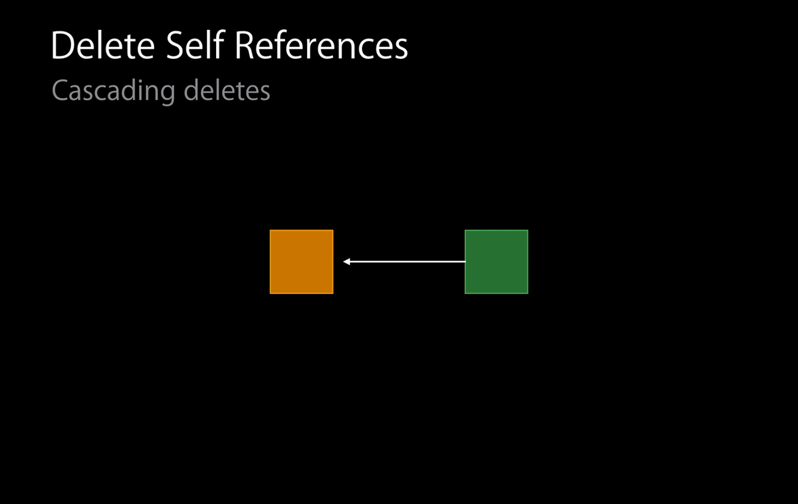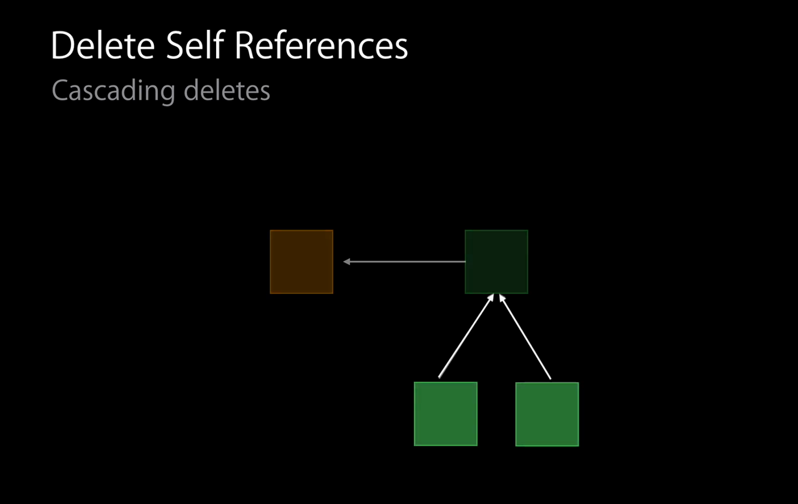One other neat feature we give you with relationships are cascading deletes. Cascading deletes are a way for you to make your object graph get cleaned up automatically. You do this by marking your references with a CKReferenceActionDeleteSelf. That means that when the record that you reference is deleted, you will also be deleted. In this case, the green record has that reference action pointing at an orange record. When the orange record gets deleted, the green record is going to get automatically deleted by the server.